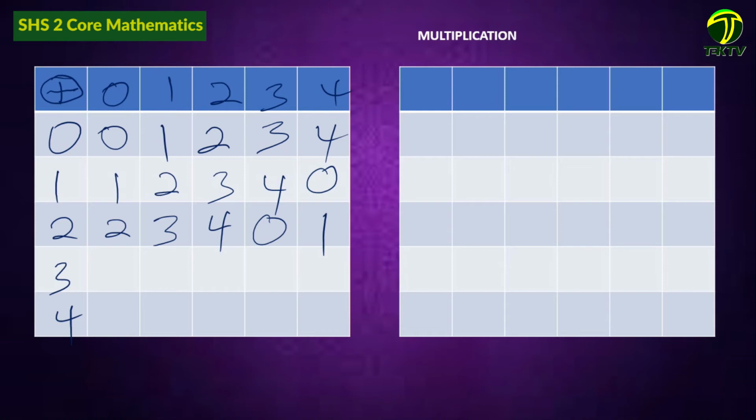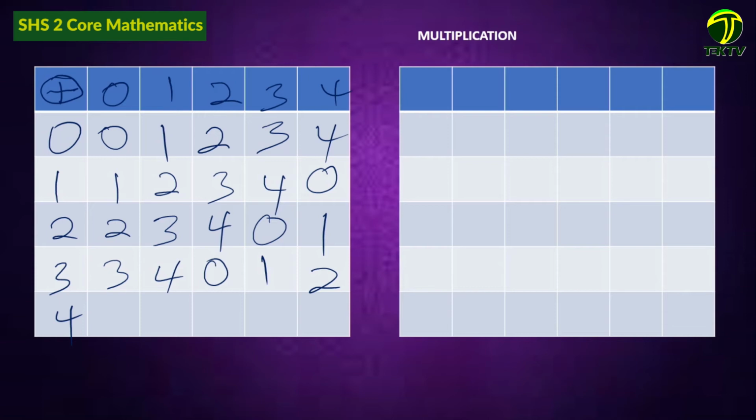3 plus 0, 3. 3 plus 1, 4. 3 plus 2, 5. But in this case, what are we going to write? You need to write your own answer before I write mine. 3 plus 2 is 5, but we are going to write 0 because 5 goes into 5, 1 remainder 0. 3 plus 3 is 6. 6 in mod 5, 1. 3 plus 4, 7. 7 in mod 5, what are we supposed to write there? 7 in mod 5, 2. I hope you understand it that way. Let's check. 7 in mod 5, 5 goes into 7, 1, remainder 2.